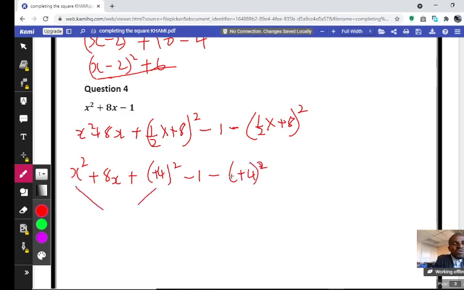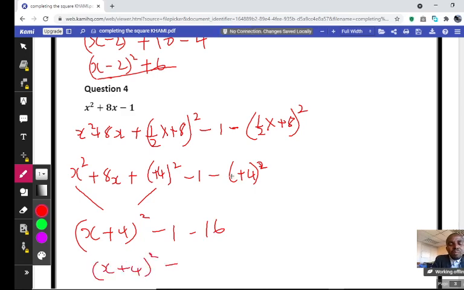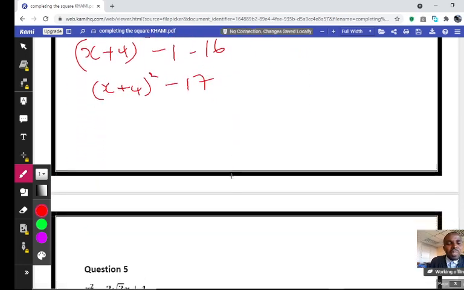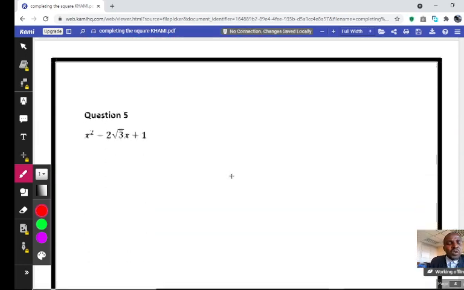Then you ignore the middle value, you take these values. So it will be x plus 4 squared minus 1 minus 4 squared is actually 16. It will be x plus 4 squared minus 17. Yes, that will be the answer. Right, let's move on to this question.